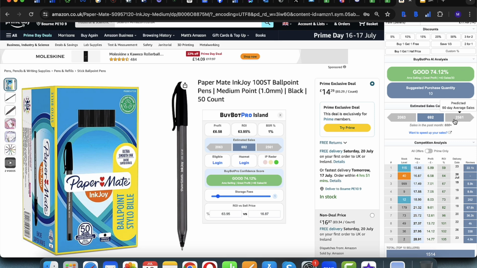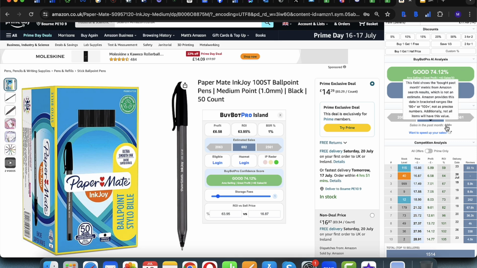Now this is really useful because it makes it really clear if the item will be more likely to do better in the future. And obviously, if we see a higher number in the future than we do in the past, then it's really easy to make that judgment call and go, hey, I'm going to buy X amount because it's obviously going to sell pretty well in the future.